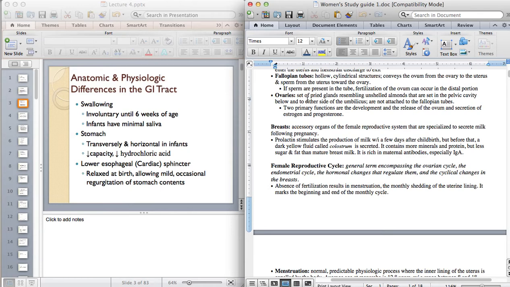Other things that can happen will include their body fluid. They have a large amount of fluid in greater proportion than the adults.